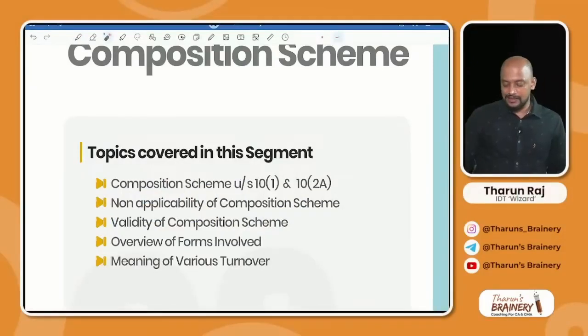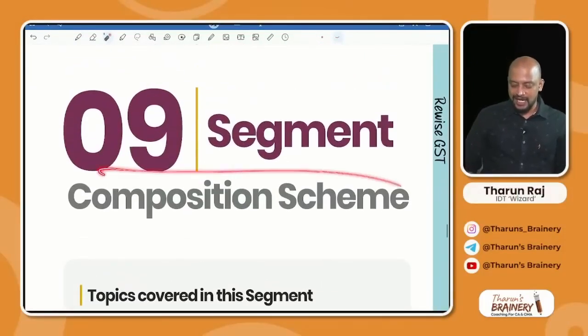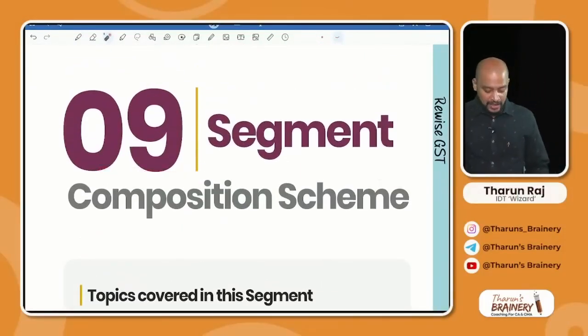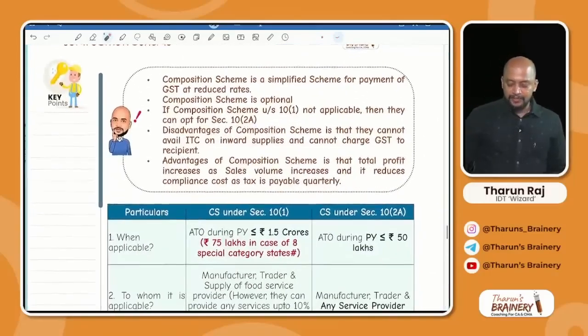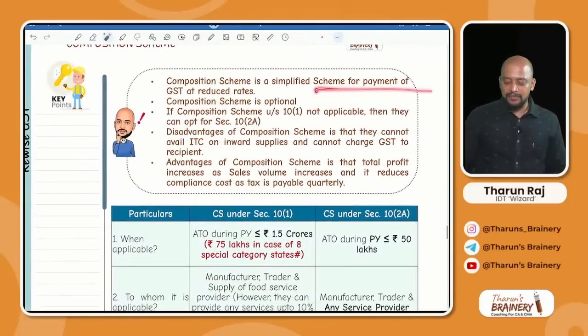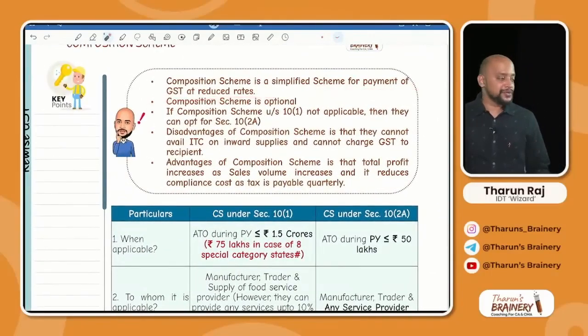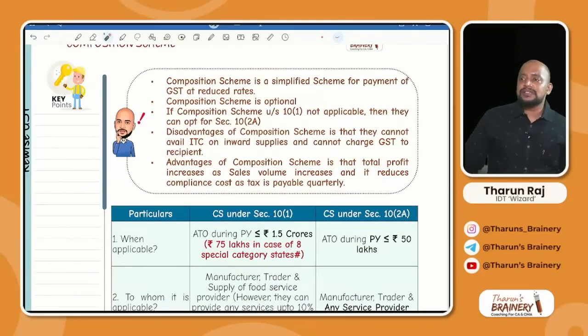Now we will start discussion related to section 9, composition scheme. Composition scheme is basically a simplified scheme for payment of GST at reduced rates. Rather than paying GST at the regular rate, a person who is under composition scheme will pay GST at a very reduced rate, like 1%, 5%, 6%, like that.